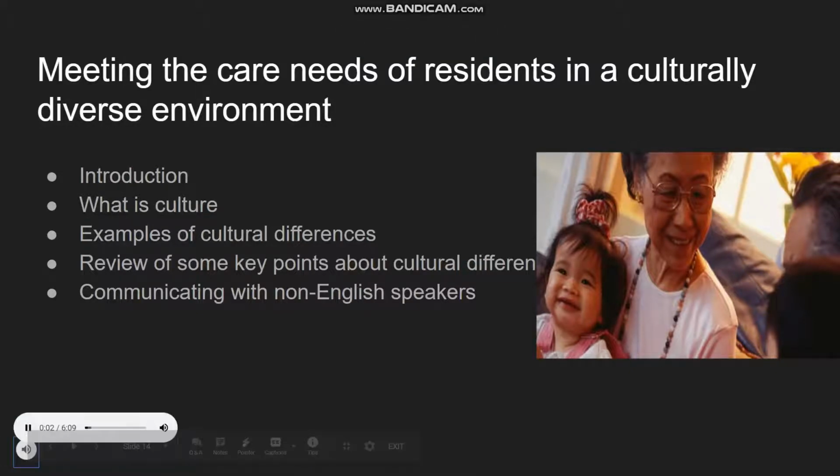In this slide, we will talk about meeting the care needs of residents in a culturally diverse environment. Introduction. You may be thinking, why do I need to know about the different cultural backgrounds of residents? By becoming more aware and appreciative of the cultural differences among the residents, you will be better able to show respect for individual residents, provide assistance in ways that are culturally familiar to residents, and develop positive relationships with residents.